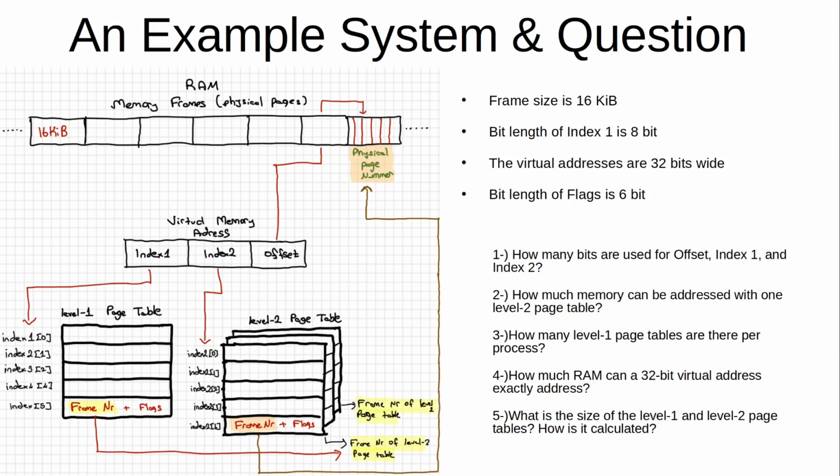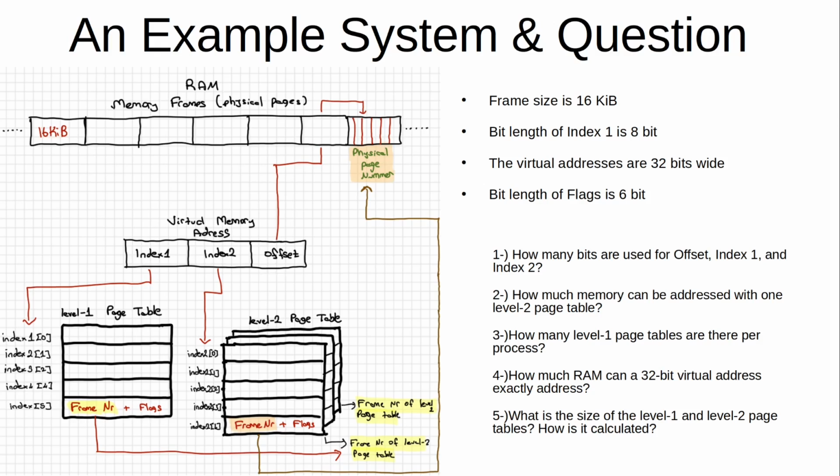Level 1 always has exactly 2 to the power of index 1 entries, used or not. It's fixed. Level 2 page tables are created on demand, only where needed, but we will calculate the maximum for both. Each entry stores a frame number plus flags. Frame number bits, index 1 and index 2, 8 bits and 10 bits, 18 bits. And add 6 flag bits, 24 bits total. We round up to the nearest clean size, 32 bits equal to 4 bytes per entry.